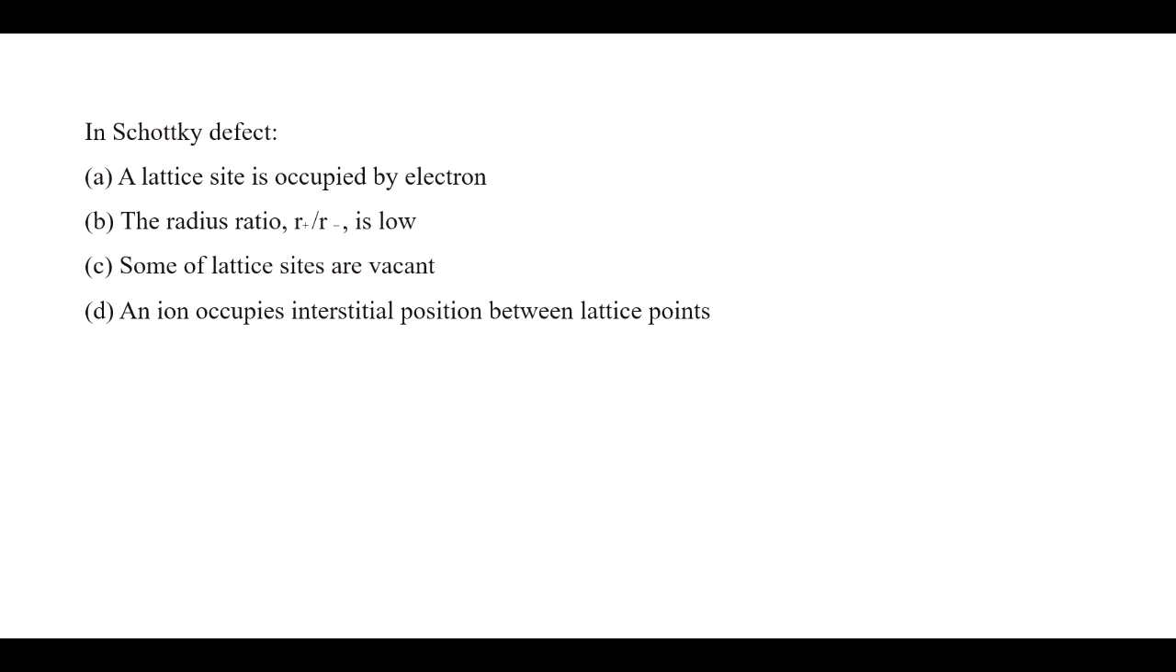Then what we have in Schottky defect, a lattice side is occupied by electron. This one is not true. The radius ratio r plus by r minus is low. This one is also not true. Some of lattice sides are vacant. Of course, this one is true. An ion occupies interstitial position between lattice points. That one is also not true for Schottky defect. So the only correct option is some lattice sides are vacant. That one is true for this, and an ion occupies interstitial position, that one is not correct for Schottky defect.